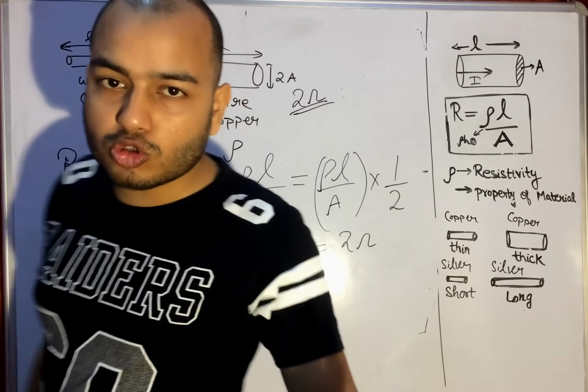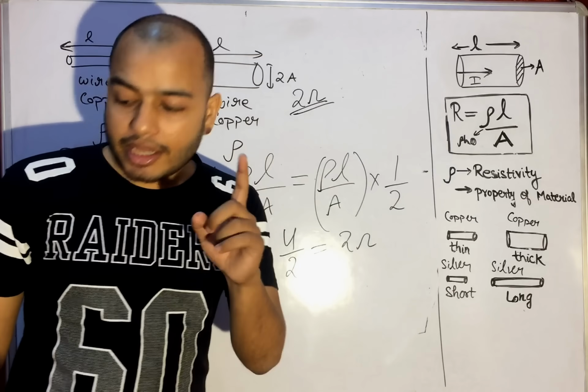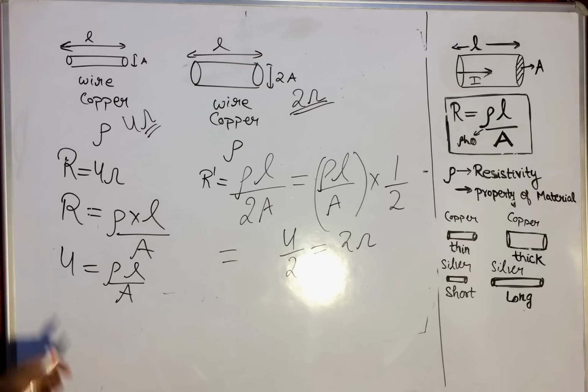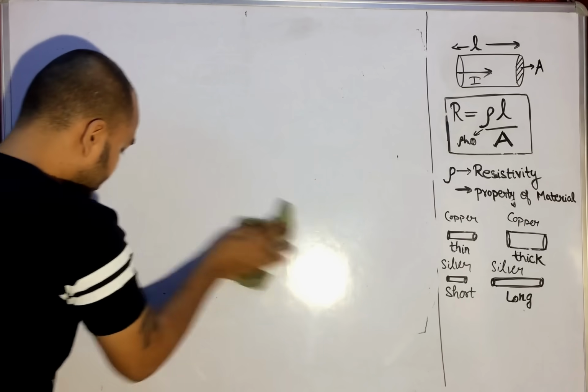So this is the method to solve these questions in which the material remains the same: resistivity will remain the same in your syllabus. So resistivity won't change, and you find the resistance of the other wire. Resistance depends upon length and area, resistivity does not.